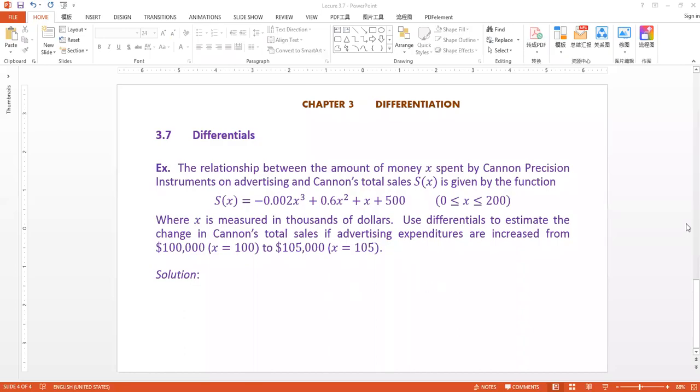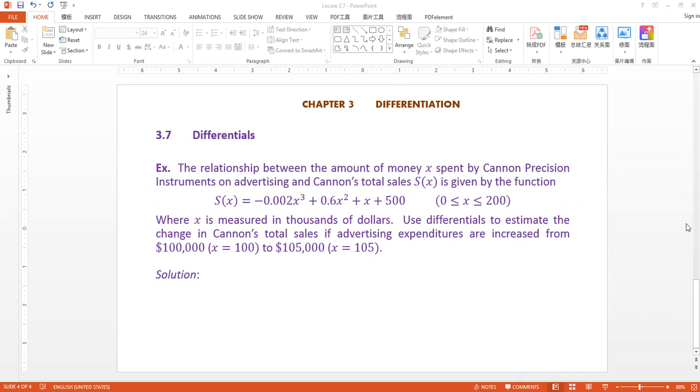Hello, we're going to discuss the second example of this section and work through it in more detail. So this section is about differentials.